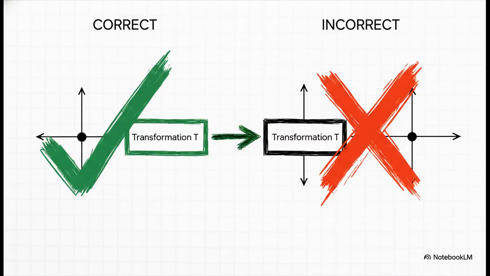And here it is, the litmus test. Remember how we said the origin of our grid has to stay put? Well, that's the key. In any, and I mean any, linear transformation, if you plug in the 0 vector, the origin, you absolutely must get the 0 vector back. If you plug in 0 and you get anything else, game over. The transformation is not linear. It's an instant disqualification, simple as that.